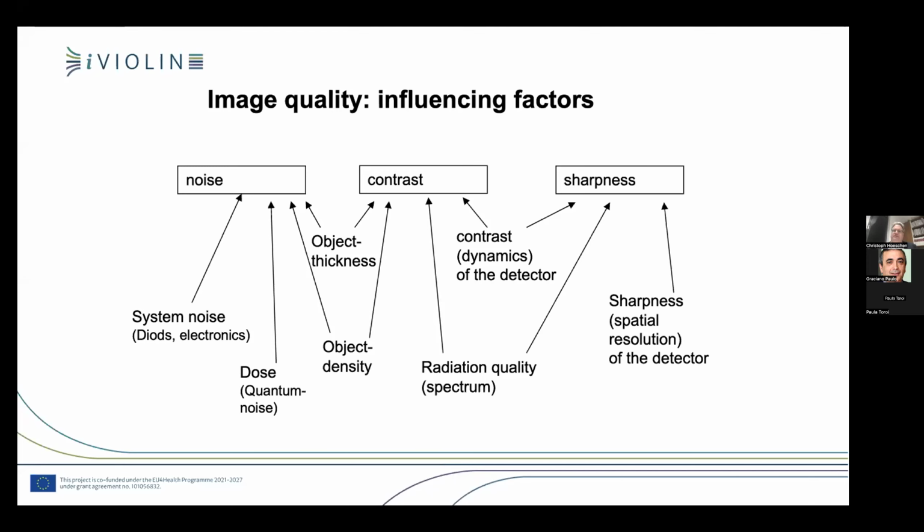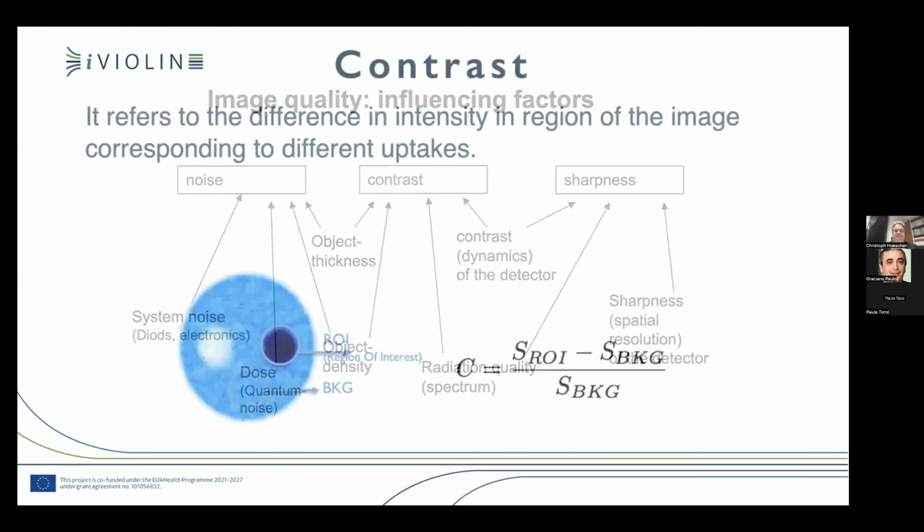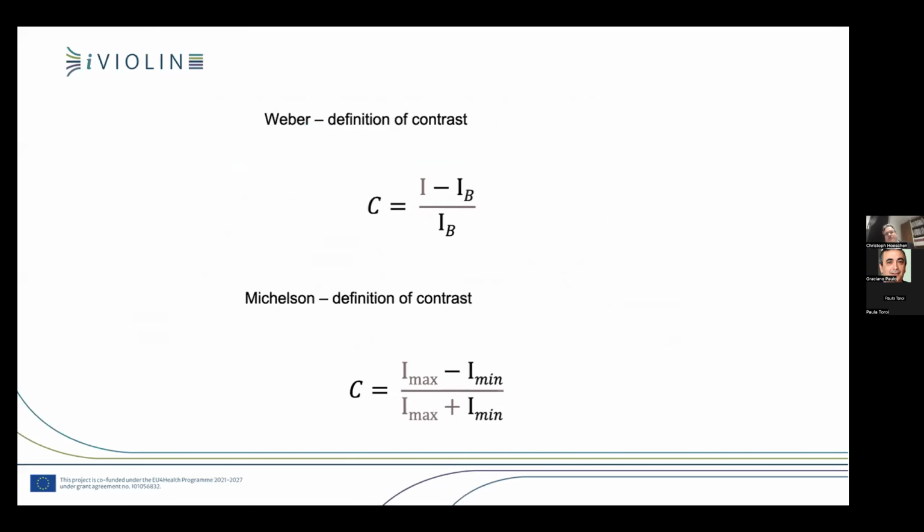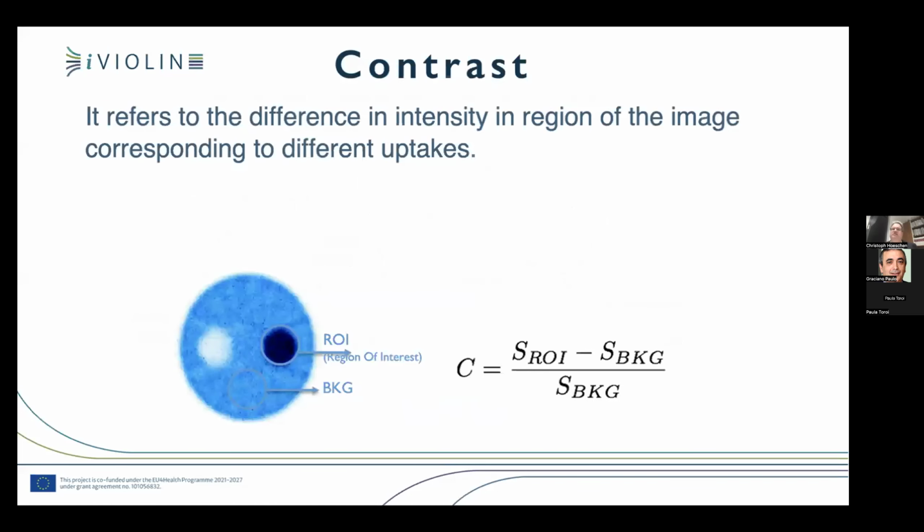The sharpness is in principle reflecting what we call as physicists the spatial resolution. This might be the spatial resolution of the detector, but it is also influenced by the geometry of your imaging system in general. The contrast refers to the difference in intensity in the region of the image corresponding to different uptakes for nuclear medical imaging or to different absorption for CT imaging. And here you see what we mean by that.